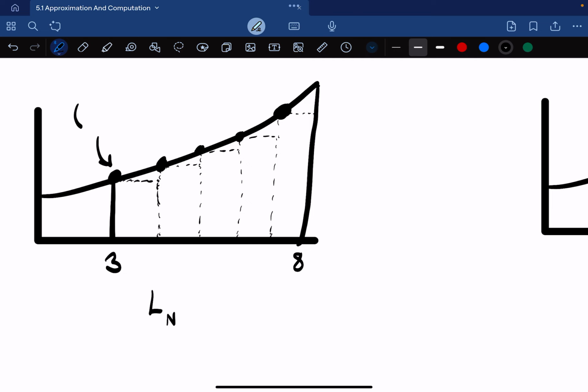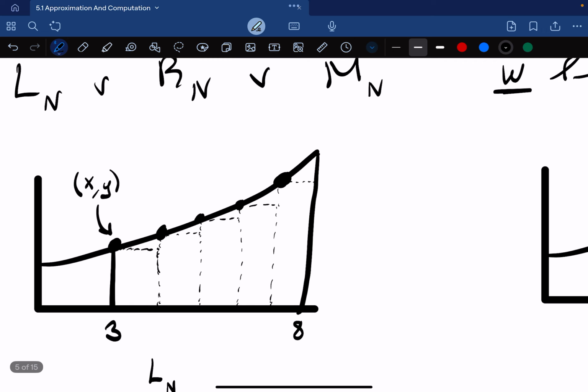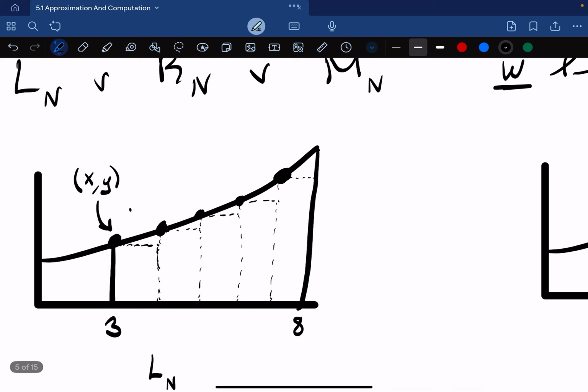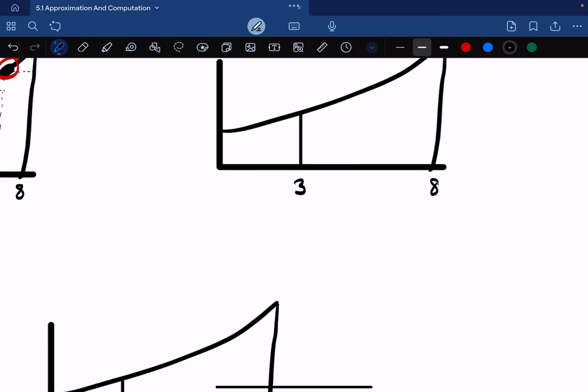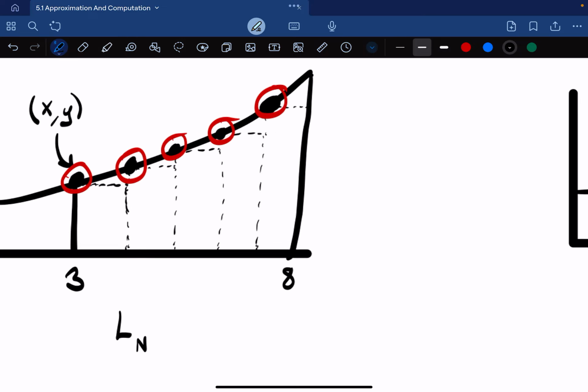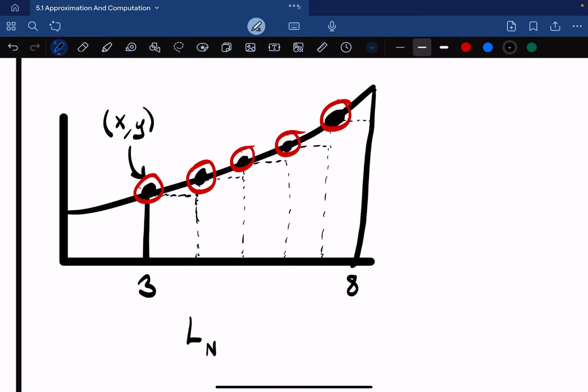As you guys know, every single point on a Cartesian plane has an x and a y coordinate. And whenever we're trying to find the height of a rectangle, what we do is we find out the y value for this specific point here. Each of these points, we find the y value, and that is what we assume is the height of that rectangle.